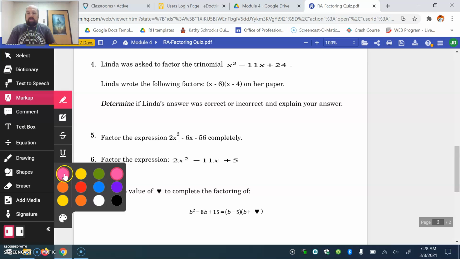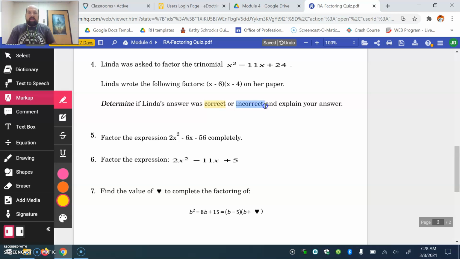Actually, let me get my highlighter here. Correct or incorrect. One thing students always forget is to pick one of those. Circle it. I don't care. Or write the word in your answer. So pick one and write that first. Then explain. Your explanation can be in the form of the work.